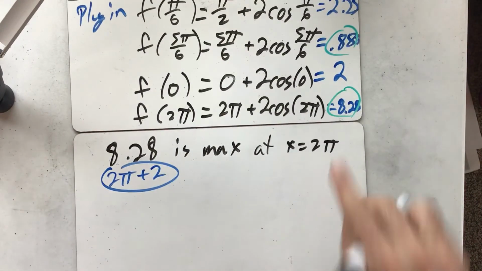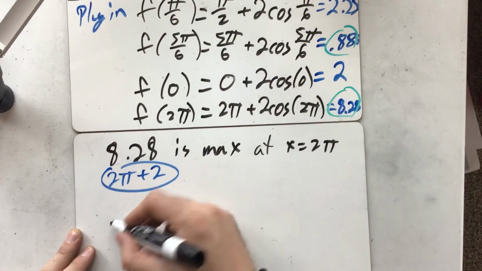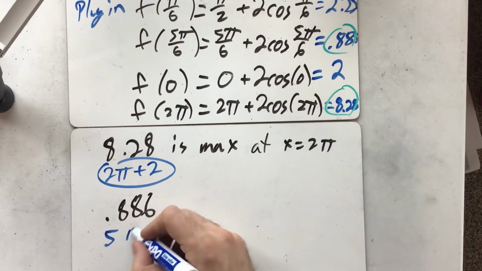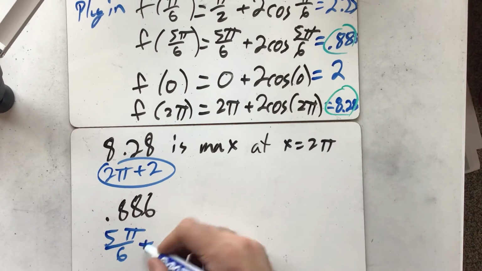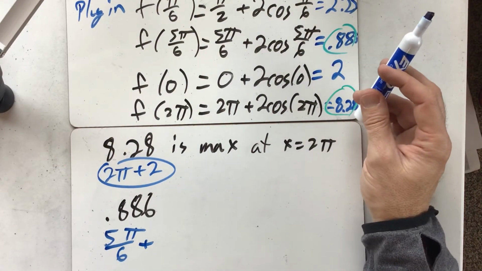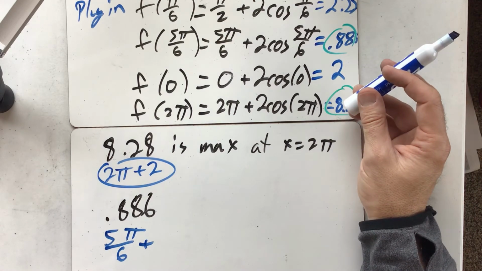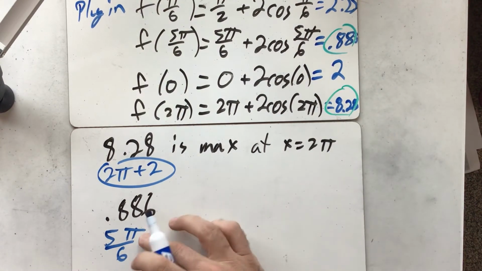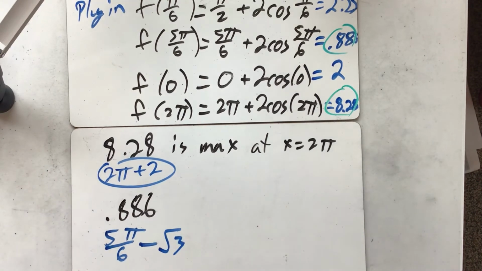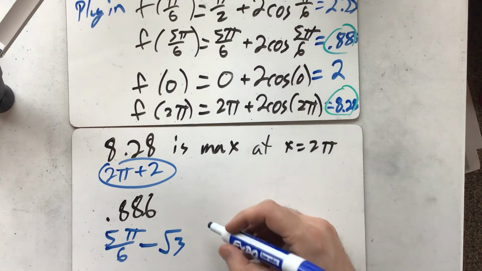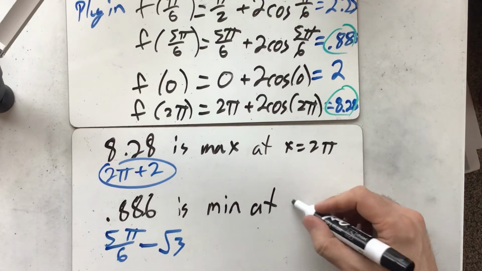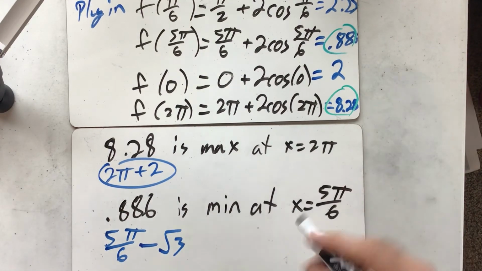And then the min is this value, which is 0.886. Again, if I wanted to do it the exact way, I could write 5 pi over 6 plus, and cosine of 5 pi over 6 is, let's see, negative square root of 3 over 2. So that's minus the square root of 3. So 5 pi over 6 minus the square root of 3 is the min at x equals 5 pi over 6.